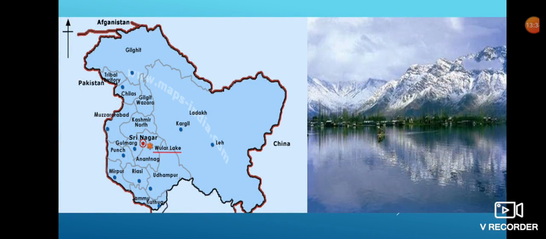So, the largest freshwater lake, Wular Lake, is there in Jammu and Kashmir. You can see the marking of Wular Lake here in Jammu and Kashmir. This is marked as Wular Lake, and this is the largest freshwater lake of India. Here you can see the scenic beauty of this Wular Lake, which is also a tourist place.